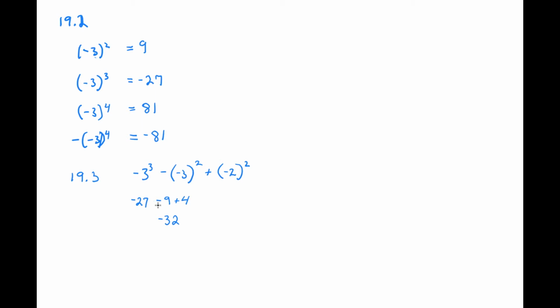Negative 27 and a negative 9 combined is going to give us a negative 36. Combined with the positive 4 is going to be a negative 32. That's how we got there. Let's do 19.4.